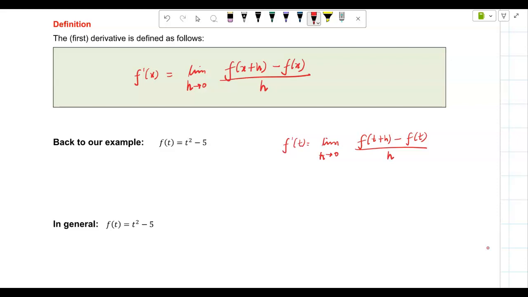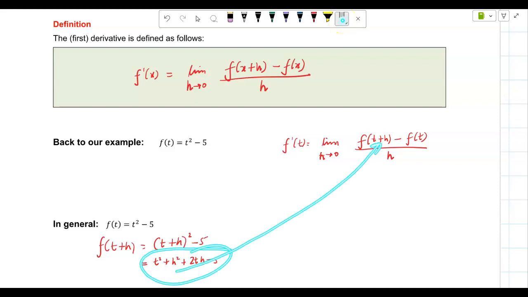This is f t, so f t I know. What is f t plus h? If this is f t, what is f t plus h? I'll replace this t by t plus h. So what will f t plus h be? Tell me. t plus h the whole square minus 5. Can you simplify this? t square plus h square plus 2th minus 5. This I'll put in place of f t plus h.